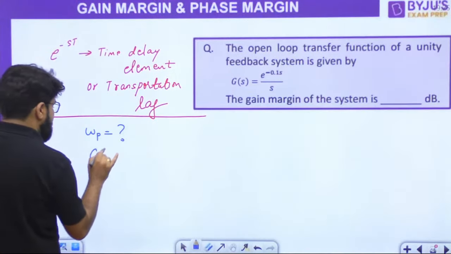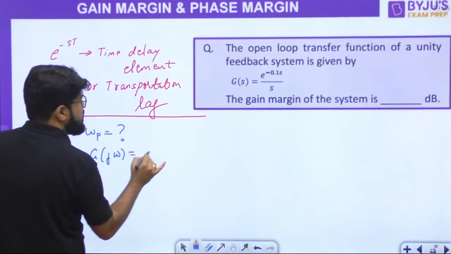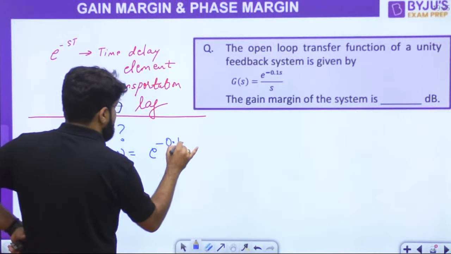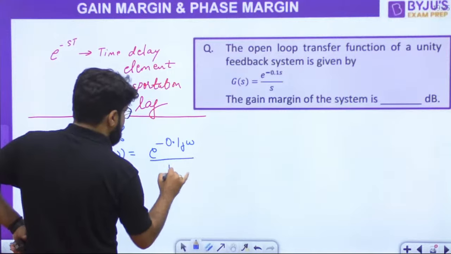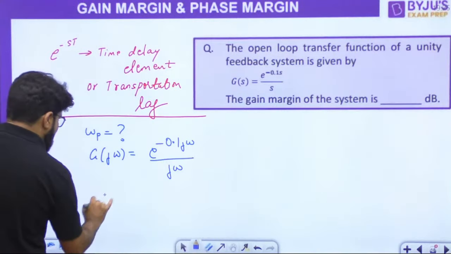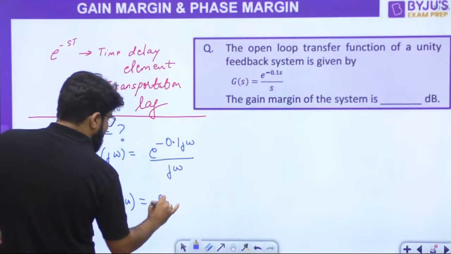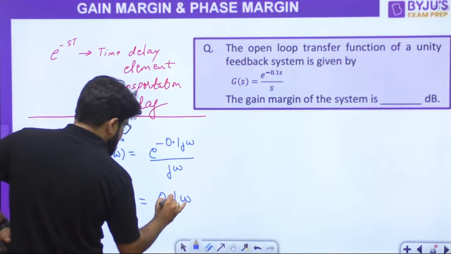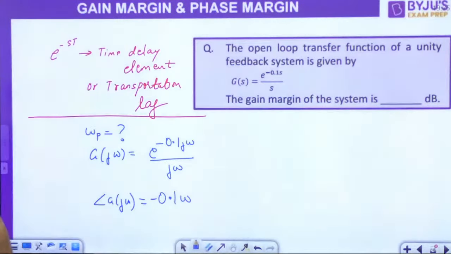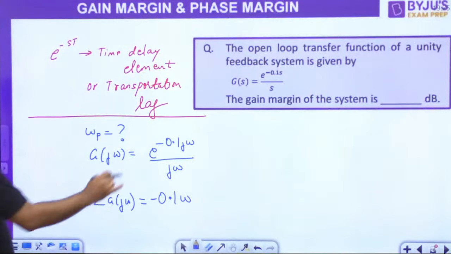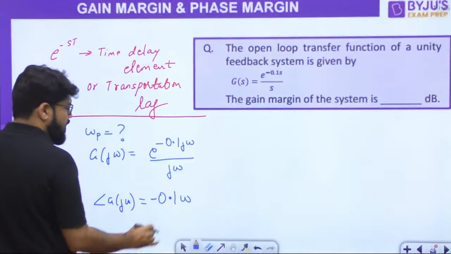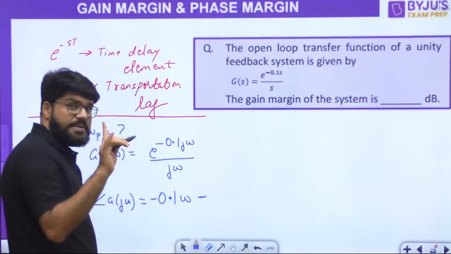So, what is the G(j omega)? Have a look at this function. So, G(j omega) is e power minus 0.1 j omega divided by j omega. So, what is the angle of G(j omega)? E power j theta has phase theta. Minus, now here a mistake can happen.